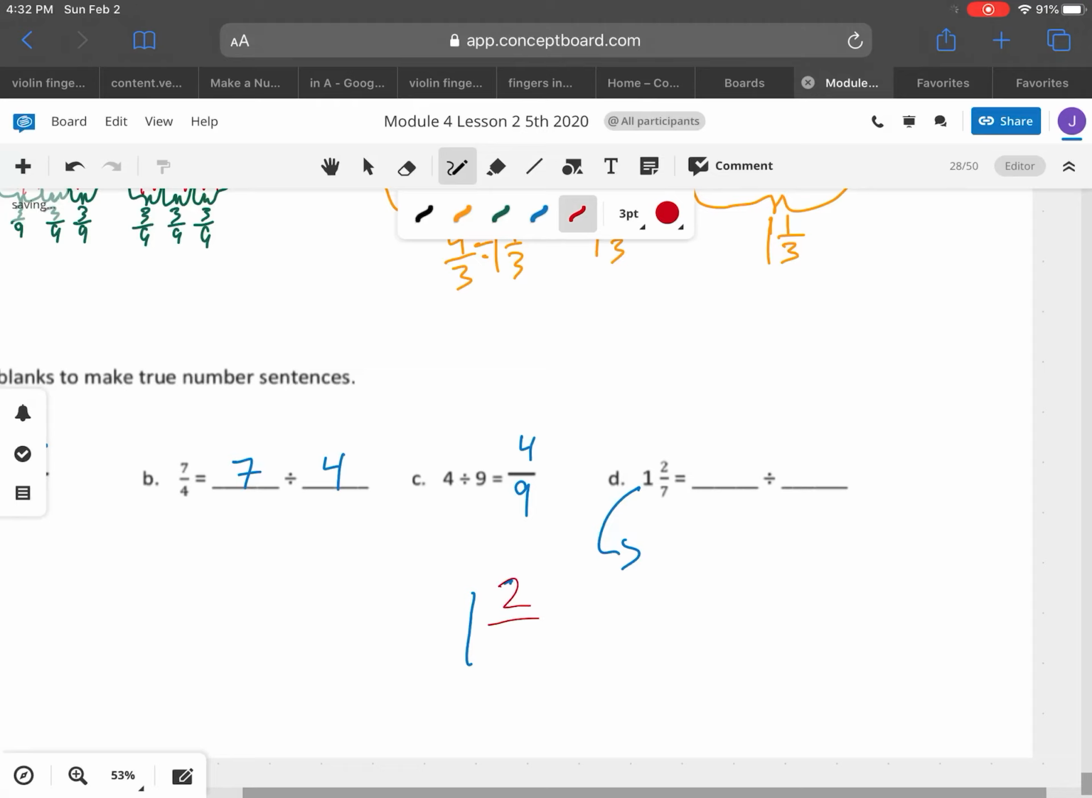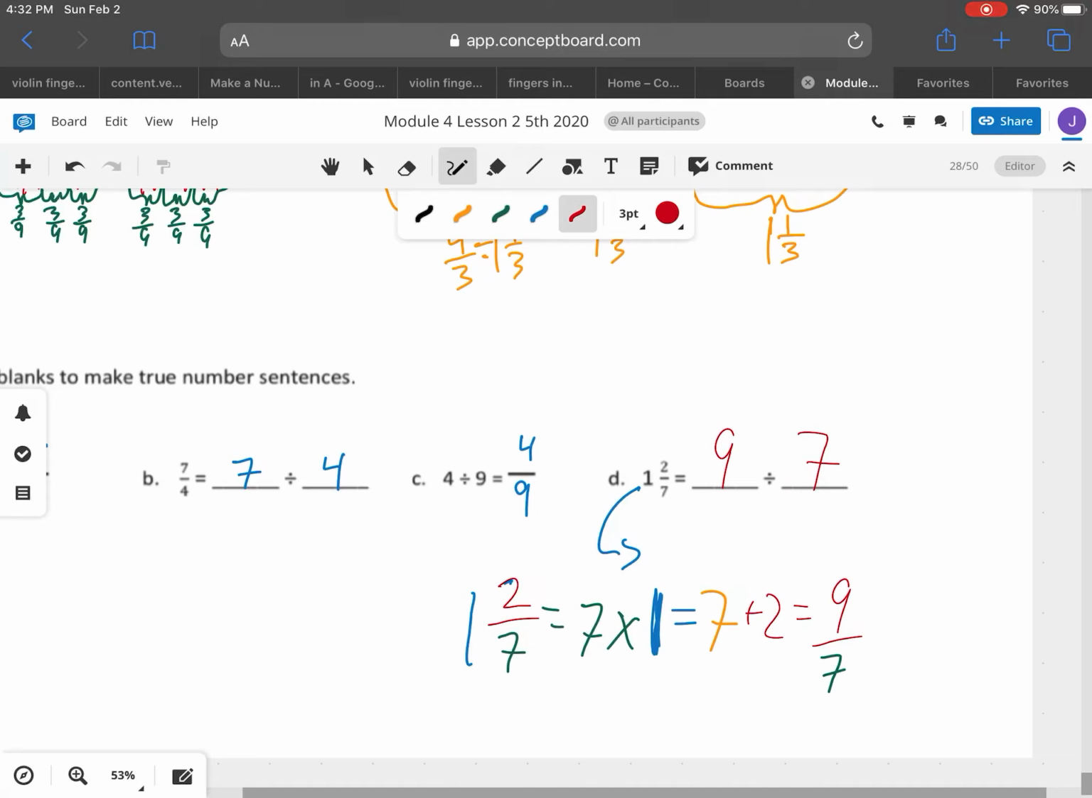This one might be something that you need to draw out, or you can do the whole number. Let me do it this way so you can see the colors that I'm doing. 1 and 2/7. So what you're going to do is you take the denominator, the 7, you're going to multiply it times the whole number, the 1, and that gives you 7. And then you are going to add the 2. That's going to give you 9. So that becomes 9/7. So 9/7 is the same as 9 divided by 7.